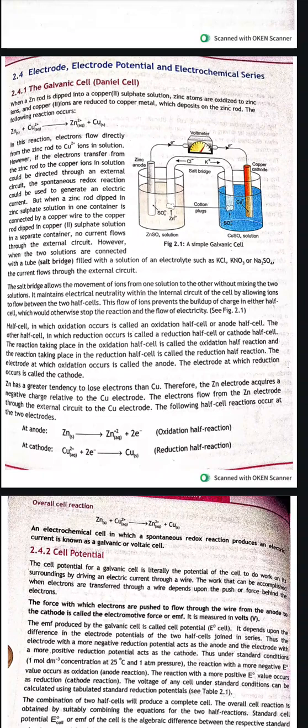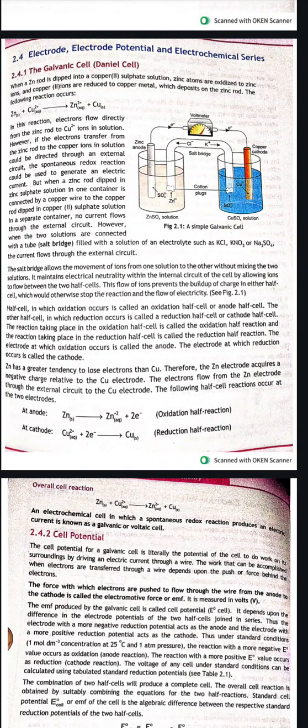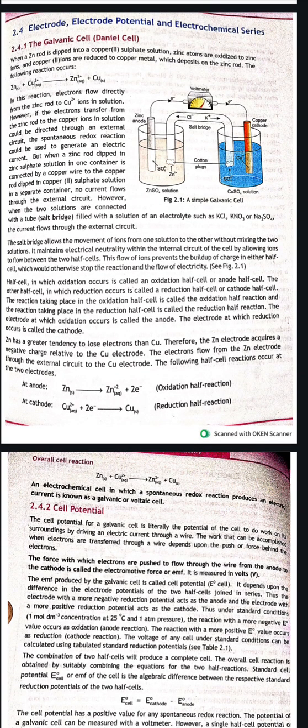But when a zinc rod dipped in the zinc sulfate solution is connected by a copper wire to a copper rod dipped in the copper sulfate solution in a separate container, no current flows through the external circuit. However, when the two solutions are connected with a tube filled with a solution of electrolytes such as KCl, KNO3, Na2SO4, the current flows through the external circuit. The salt bridge allows the movement of ions from one solution to another without mixing. The two solutions maintain electrical neutrality within the internal circuit, and the ions prevent the buildup of charge in their half cell, which would otherwise stop the flow of electricity.